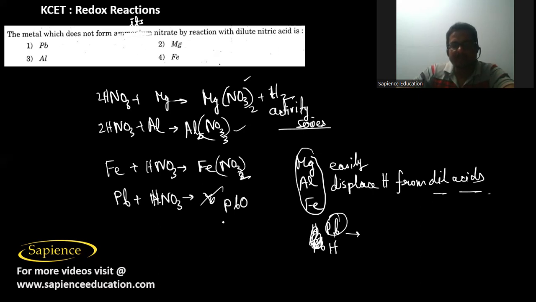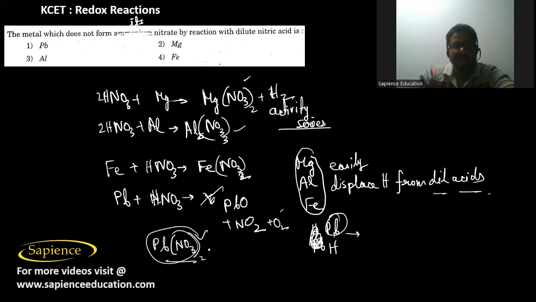Here PbO with NO2 will be formed, plus O2. So here lead nitrate is not formed. Since when lead nitrate is formed, it is very unstable. So it easily decomposes into lead oxide and nitrogen dioxide.